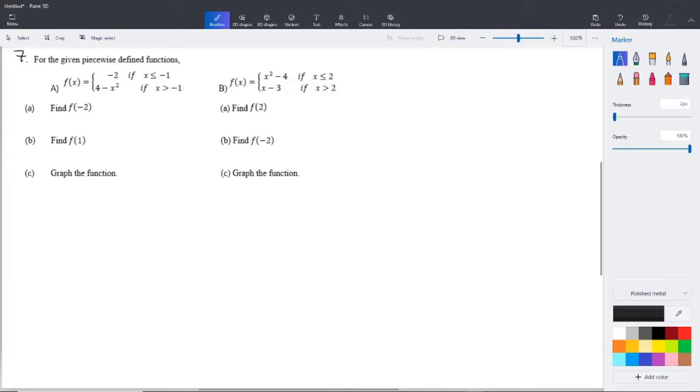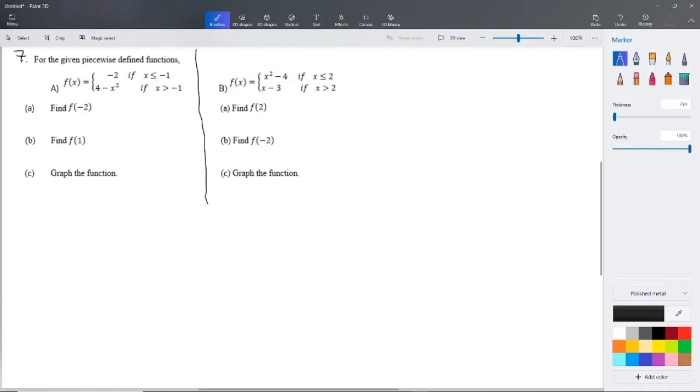For the given piecewise functions, and there's two of these. You have f of x equals -2 when x is less than or equal to -1, and 4 minus x squared when x is greater than -1. Then you've got part B, f of x is equal to x squared minus 4 when x is less than or equal to 2, and x minus 3 when x is greater than 2. So this is really two problems built into one. So let's draw a line between these so we can separate these out, and we'll work each one separately here.